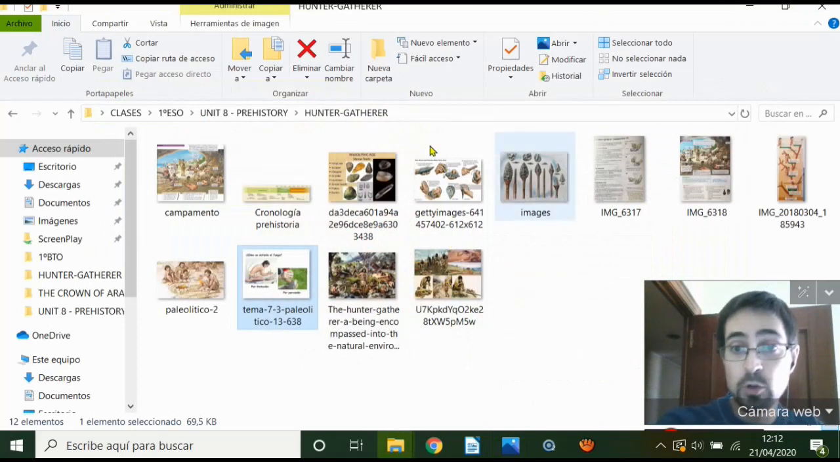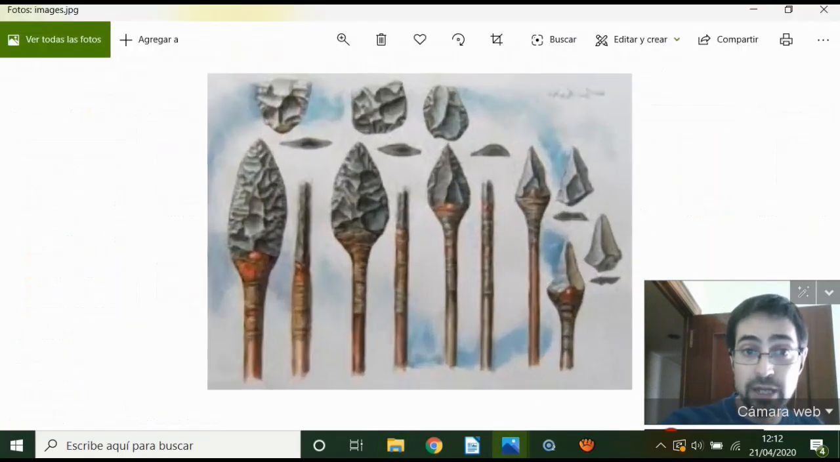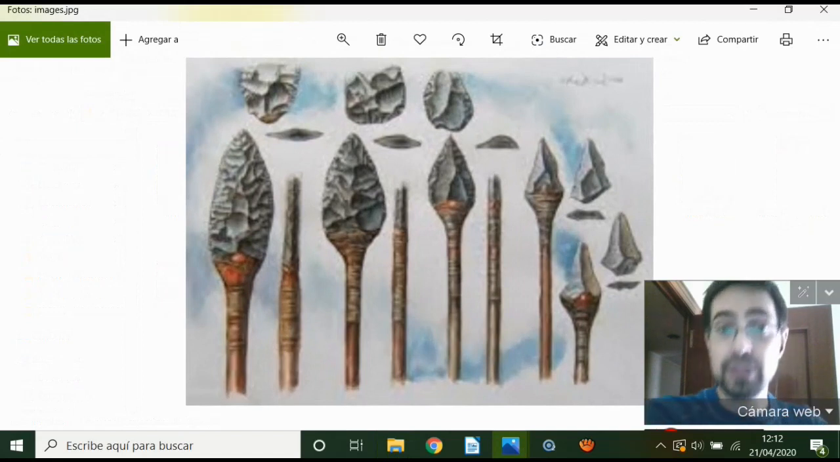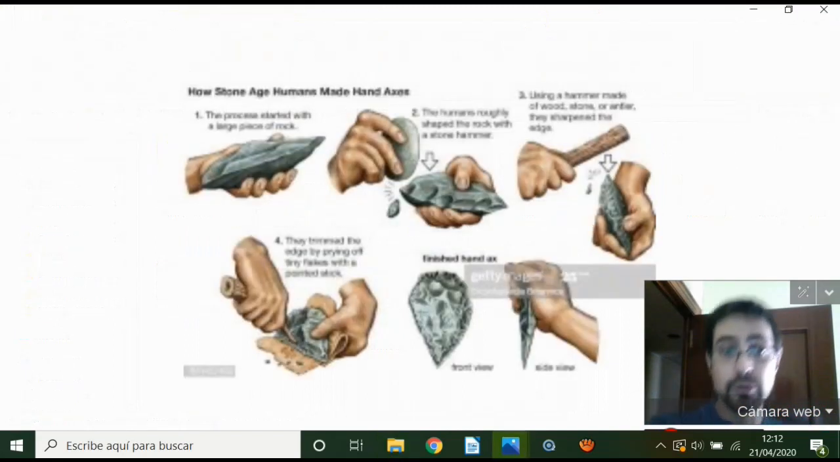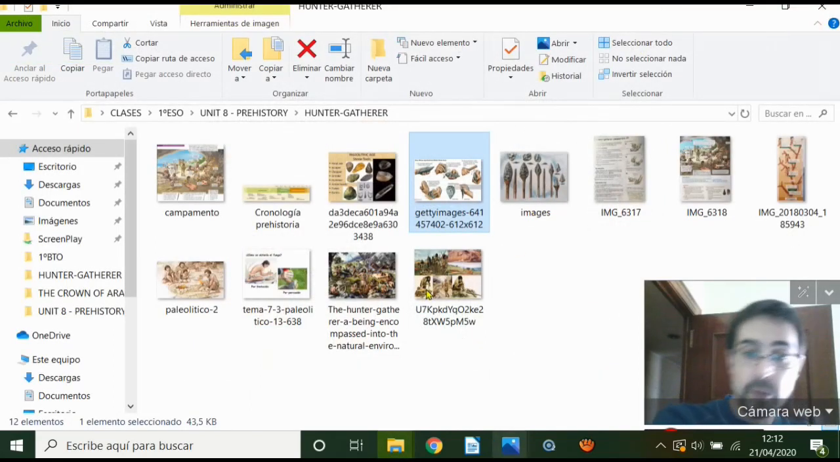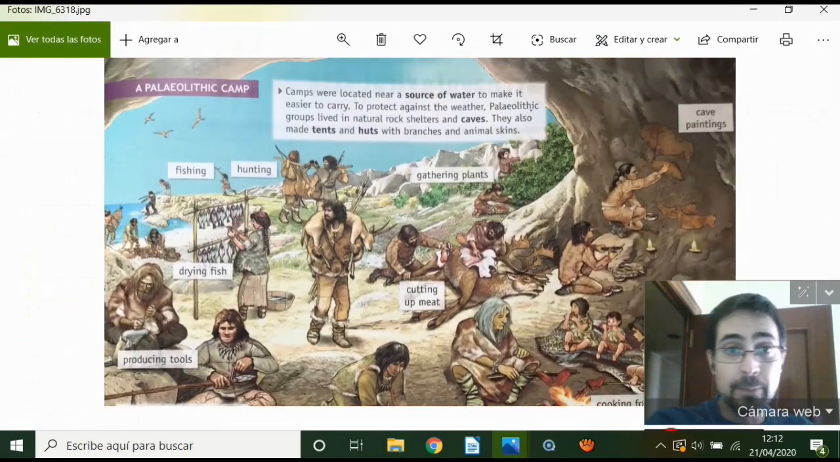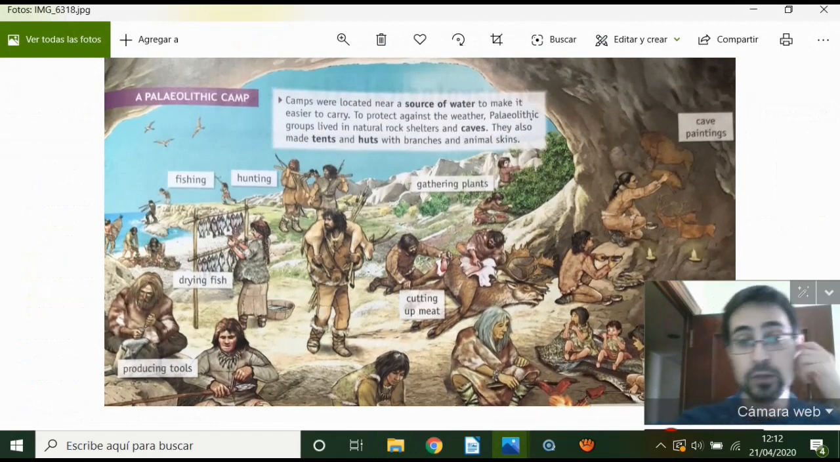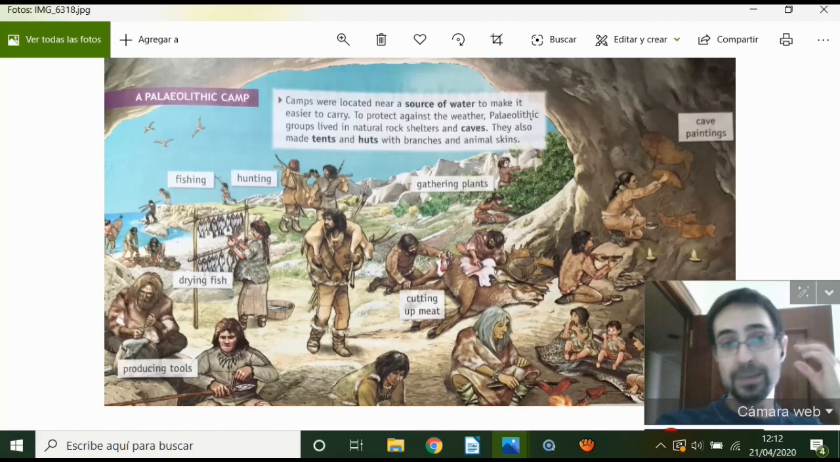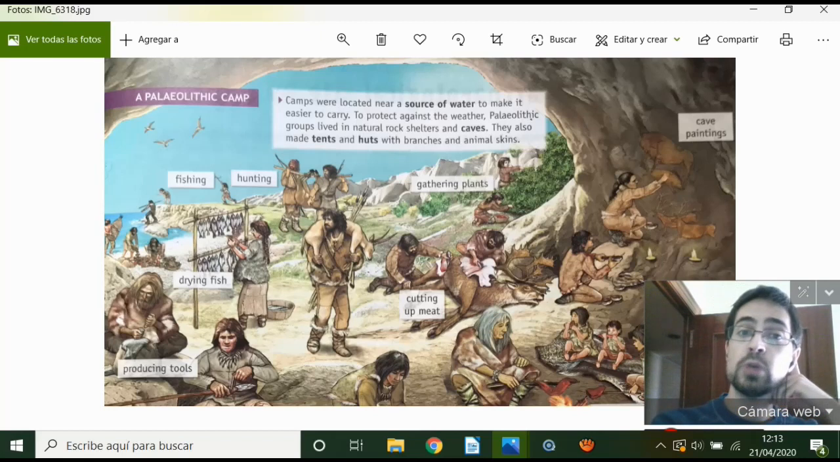Okay? So, look at this, another one, in which they produce their own stone, like spears, lanzas, or axes, etc., with stones, with this technique, in which they produce their own tools. Okay, next point, in your books, is that one, that it shows us a Paleolithic camp. They used to have their camps close to a source of water, obviously, because the most important thing that humans and all animals do is drinking. So most of the camps were located very close to a source of water, so rivers.